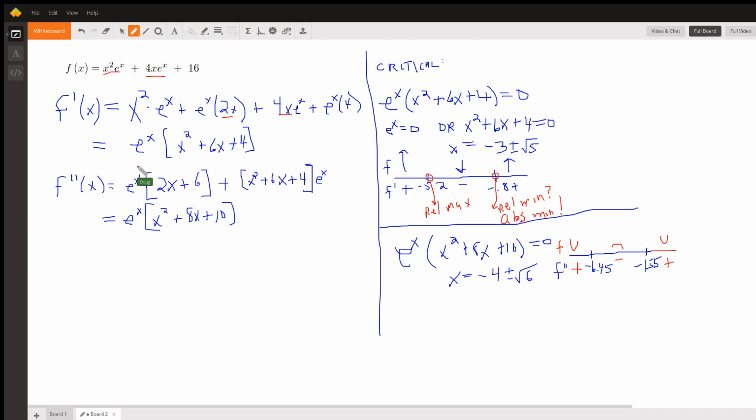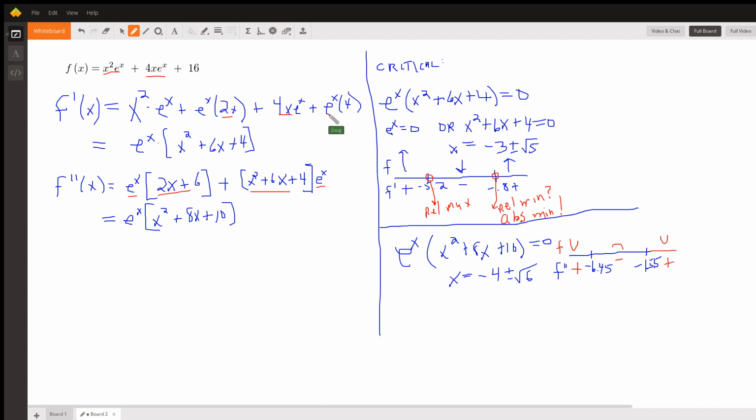The second derivative, I can use the product rule right here. First times the derivative of the second would be 2x plus 6, plus the second times the derivative of the first. Same deal, there's an e to the x in each term. So I factor out an e to the x and then collect the similar terms that remain from the two polynomials. So I get an x squared and 8x and 10.